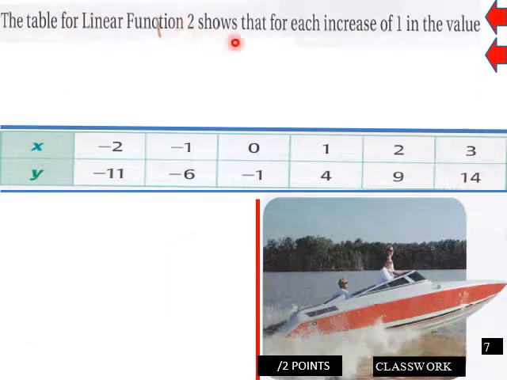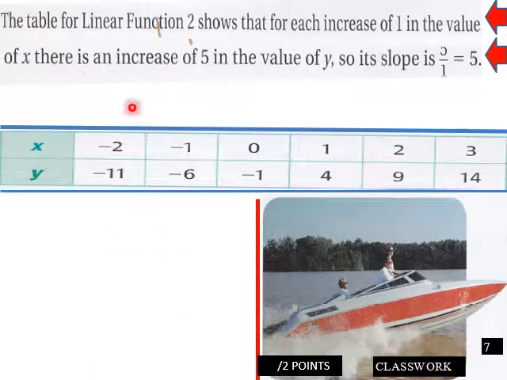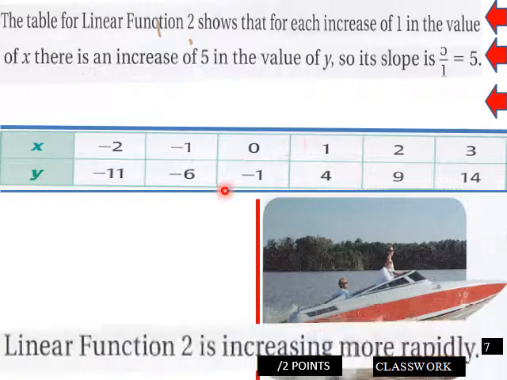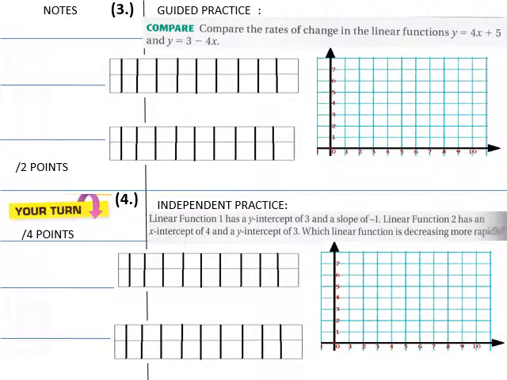The table for linear function 2 shows that for each increase of 1 in the value of x, there's an increase of 5. For each increase of 1, there's an increase of 5 here: 5, 5, 5, and 5. So its slope is 5 for function 2. So linear function 2 is increasing more rapidly. Okay, I've got a practice here. Students, pay attention, so you can do your independent practice here.